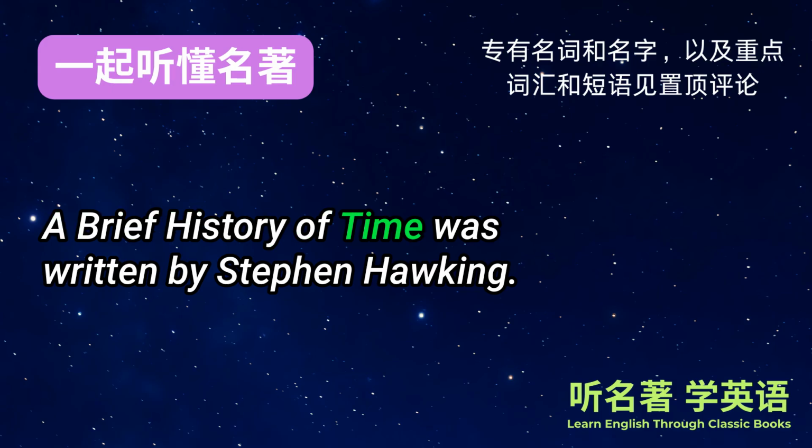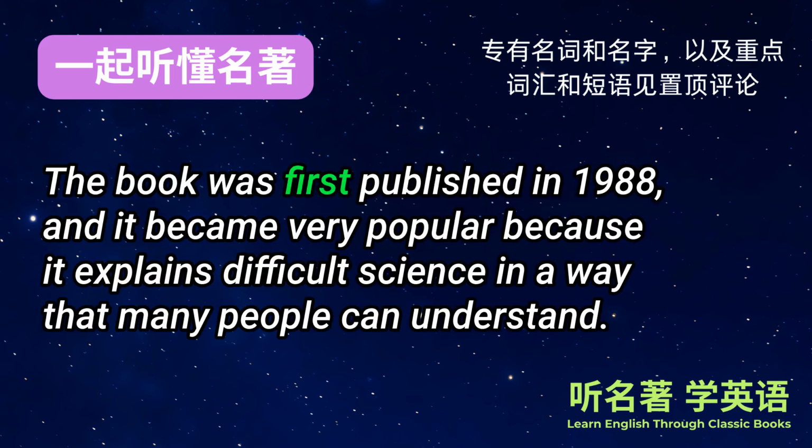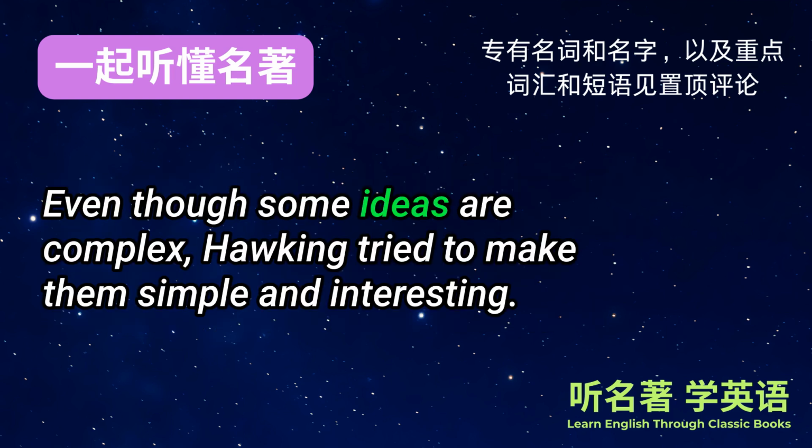A Brief History of Time was written by Stephen Hawking. He wanted to help people understand big ideas about space, time, and how everything in the universe works. The book was first published in 1988, and it became very popular because it explains difficult science in a way that many people can understand.